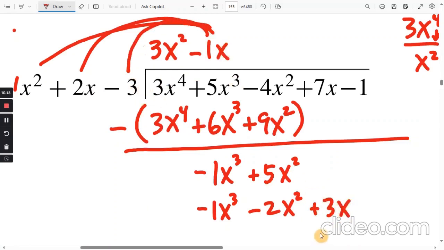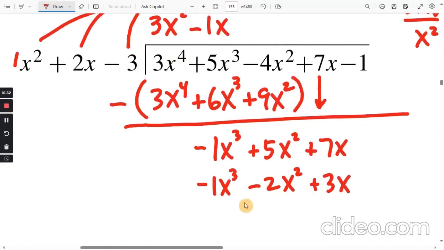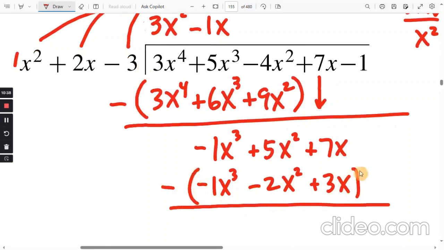I apparently forgot one step, and that was to bring down the next term, the positive 7x. So you want to bring that down. That's why it's good to write them in decreasing order, because I saw the 3x didn't have a term right there. So that's how I realized it. Anyhow, we subtract, once again, just like grammar school. We subtract this whole thing.